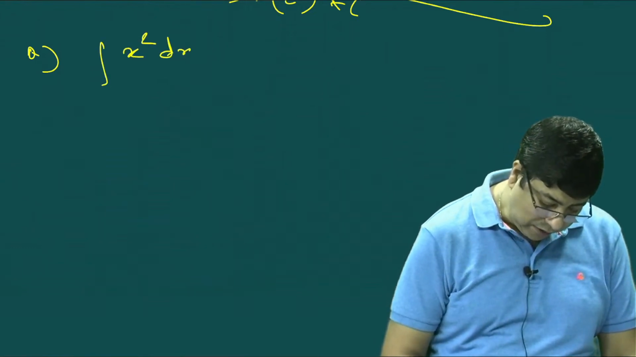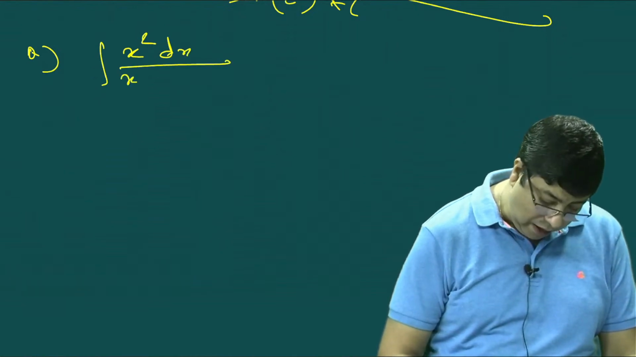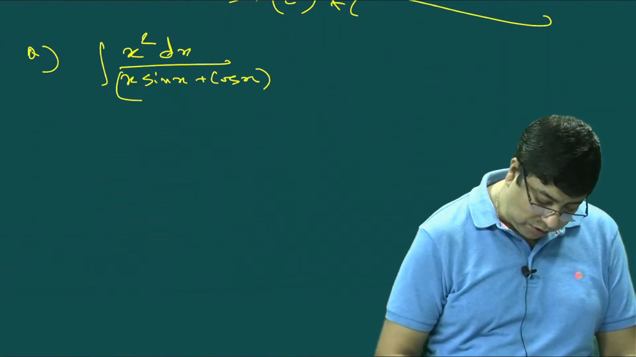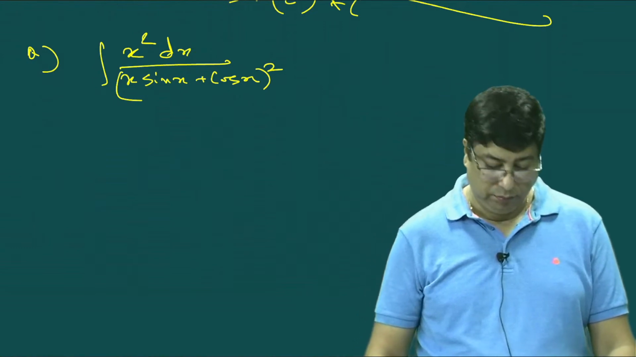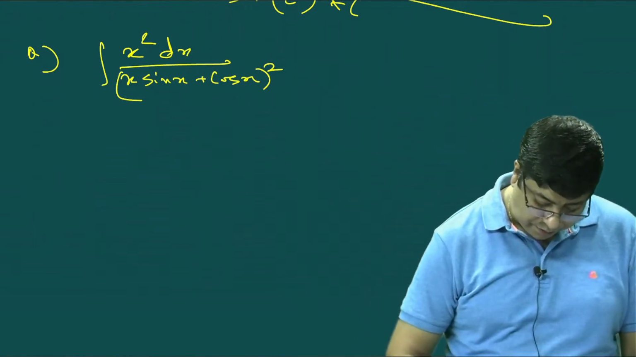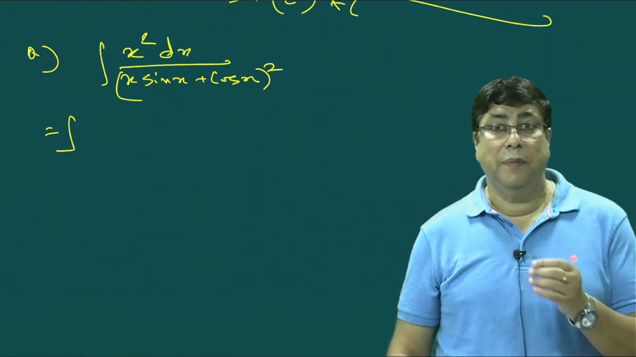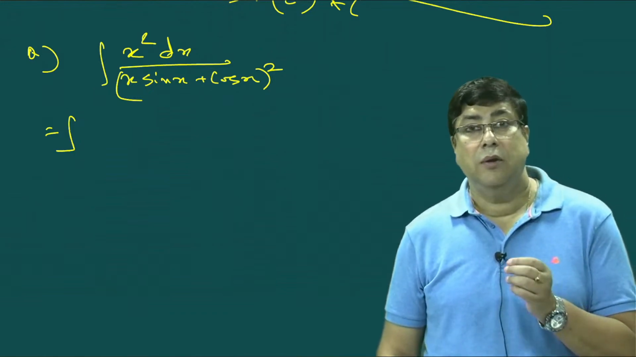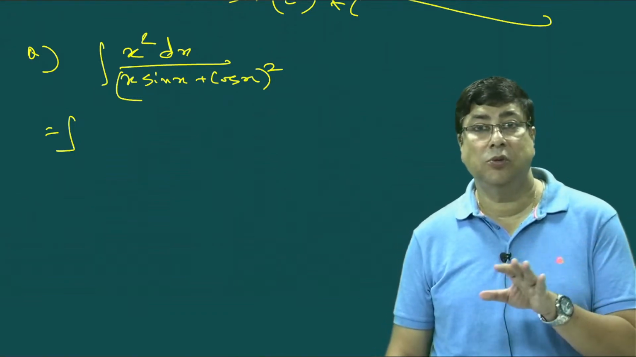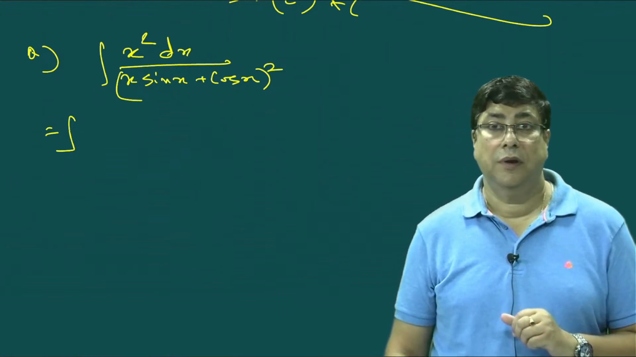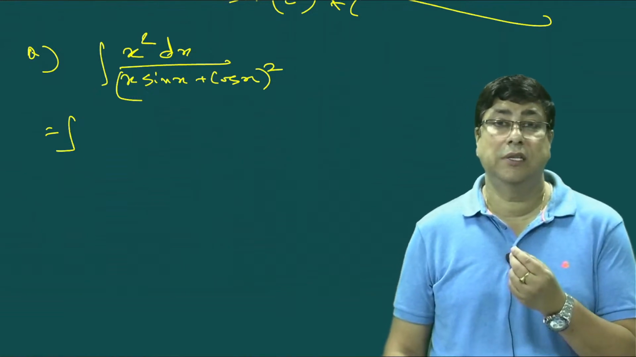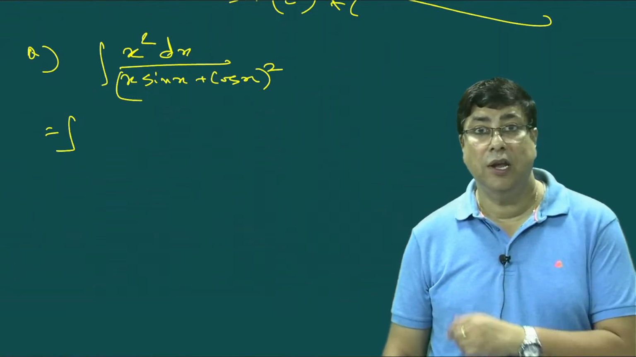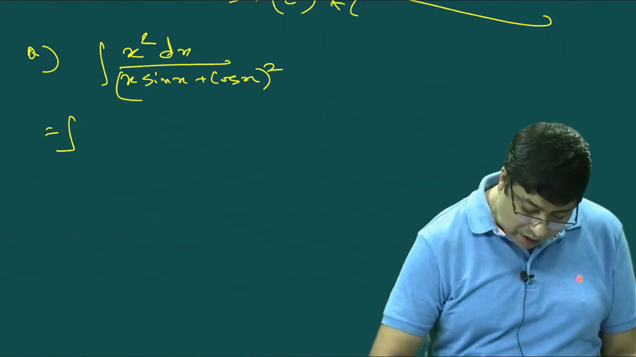Integration x square dx total divided by x sin x plus cos x whole square. How to solve this sum? Just see. In this case, by seeing the sum, it seems that we have to do integration by parts, because x is mixed with some trigonometry. Most important is which we will select as v. V is the better integrable function. So in this case, what to do here, everybody?